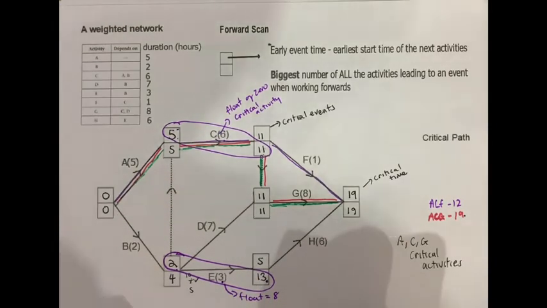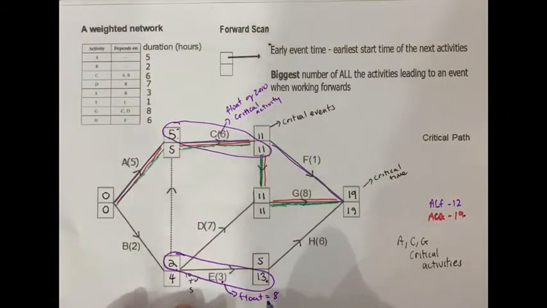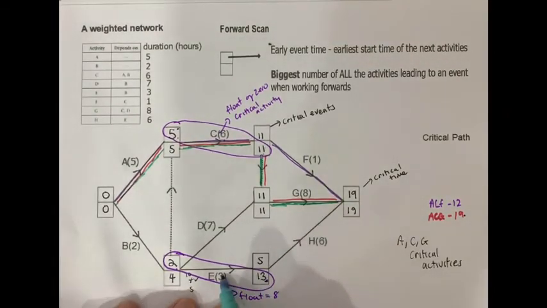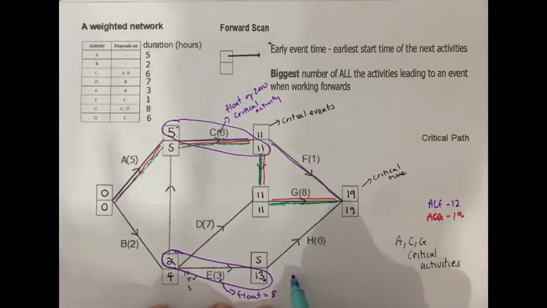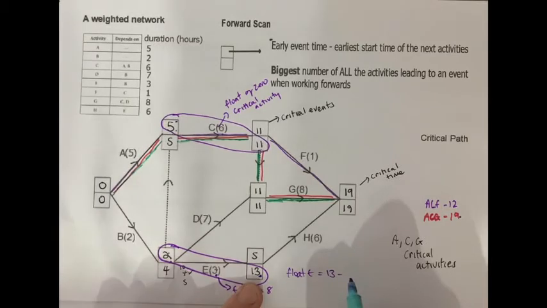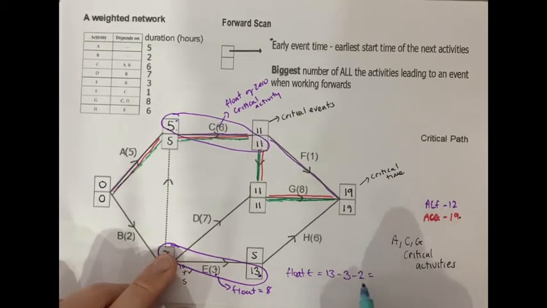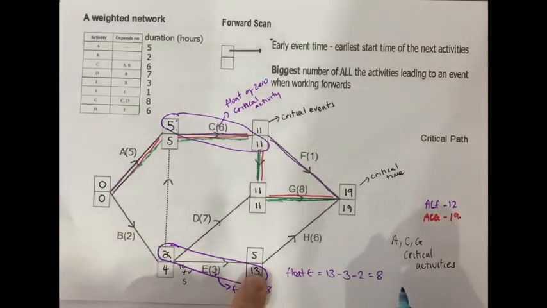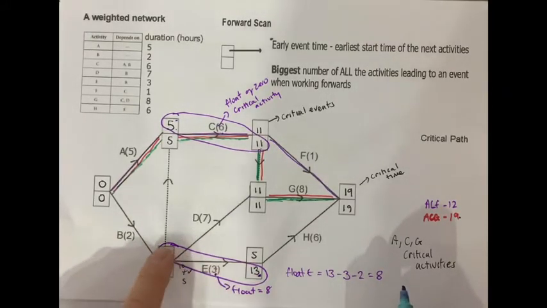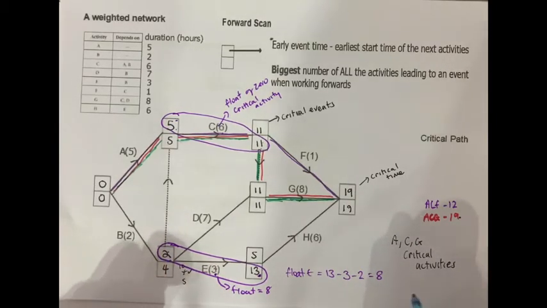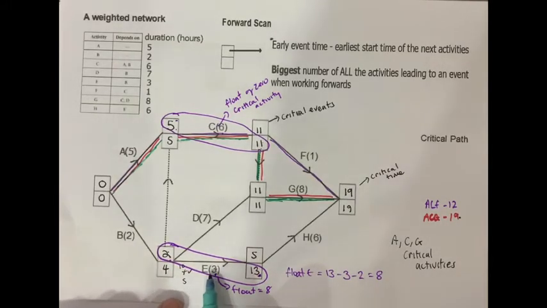Now the calculation to show in the working for the float on E, you always go bottom, take middle, take top. So the float on E, the way you'd write it is 13, bottom, take middle, 3, take top, 2, which is 8. So you do the late time, take away the activity time, take away the early time to work out float. If the float equals 0, it's a critical activity. So what this means is E has got 8 days to play around with.